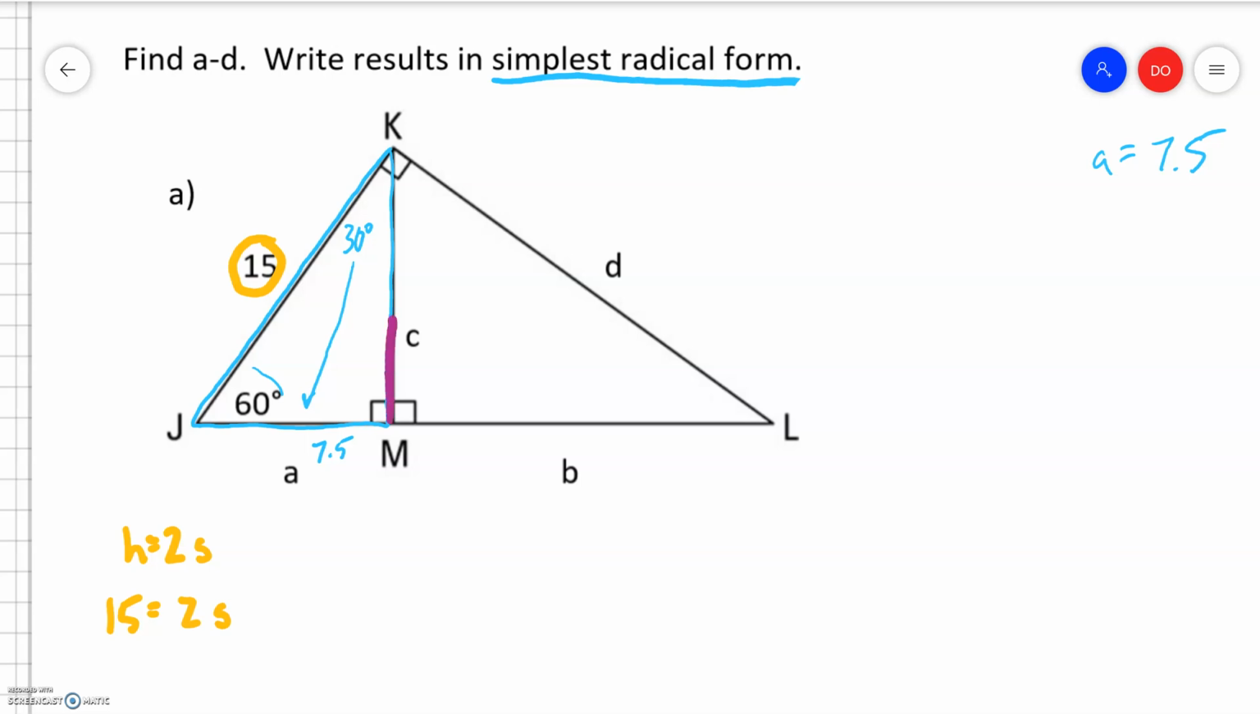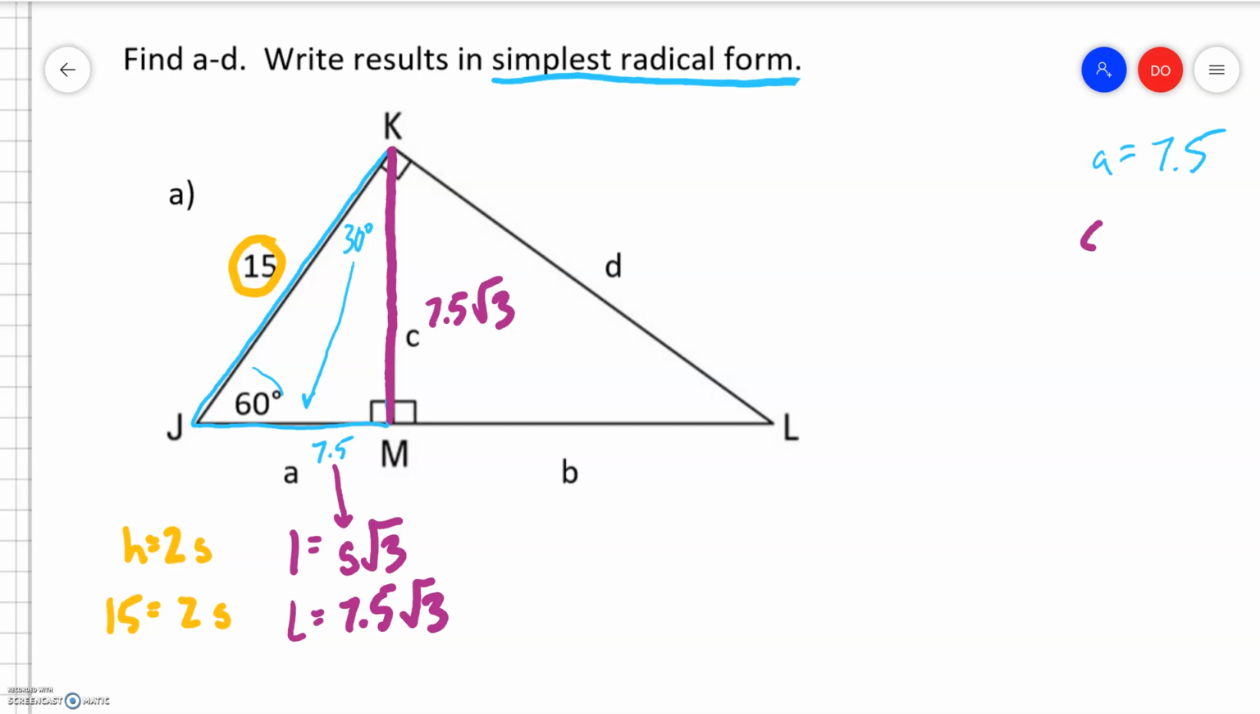Let's jump over to the longer leg, and the longer leg is equal to the short leg times the square root of 3. We know the short leg is 7.5, therefore the longer leg is going to be equal to 7.5 times the square root of 3. So we now know C is 7.5 times the square root of 3.